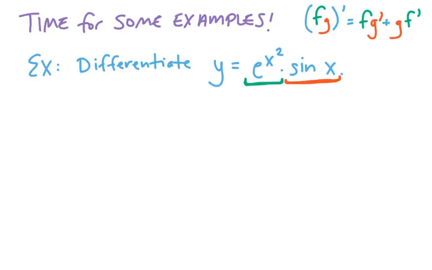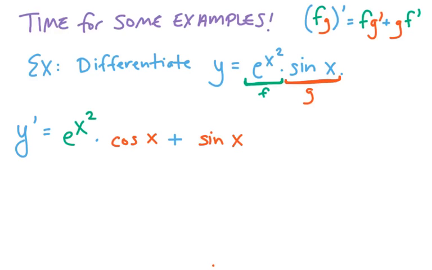So to differentiate this given problem, I'm going to begin with y prime equals. So I'm going to keep the first function the same. So I'm going to carry over that e to the x squared. Then I need to multiply that by the derivative of our second function. Well, we know quite well that the derivative of sine is cosine. So that takes care of the first times the derivative of the second. Next, we'll add on the second, which is sine of x, multiplied by the derivative of the first.